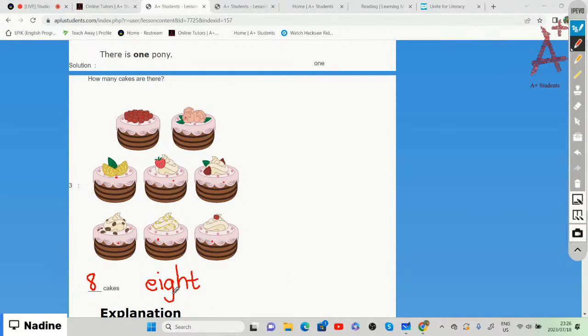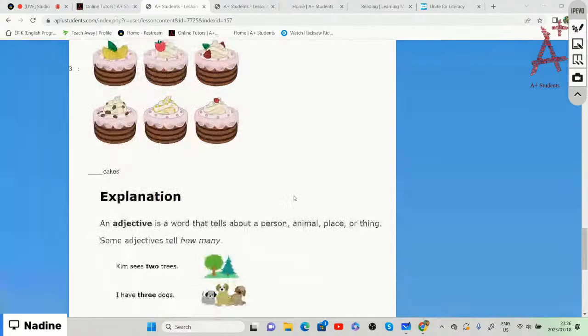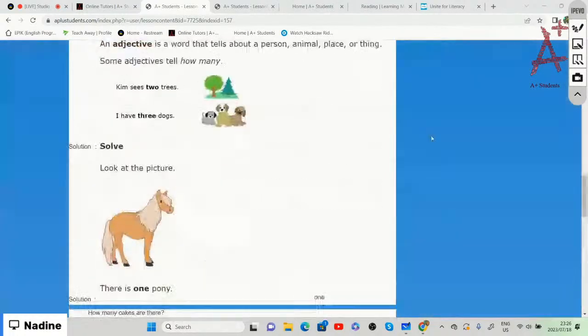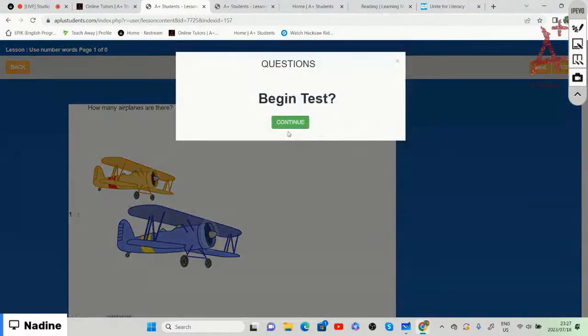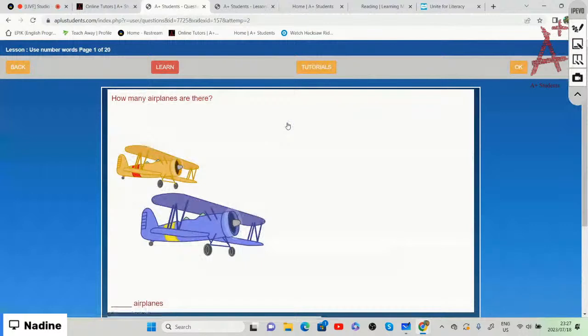Which means that our adjective is eight, and it tells us how many cakes there are. So wonderful. This is the adjective that tells us how many, and we said how many tells us specifically the numbers. It is using number words to describe how many people, places, animals, or things there are. All right, we're going to our test.